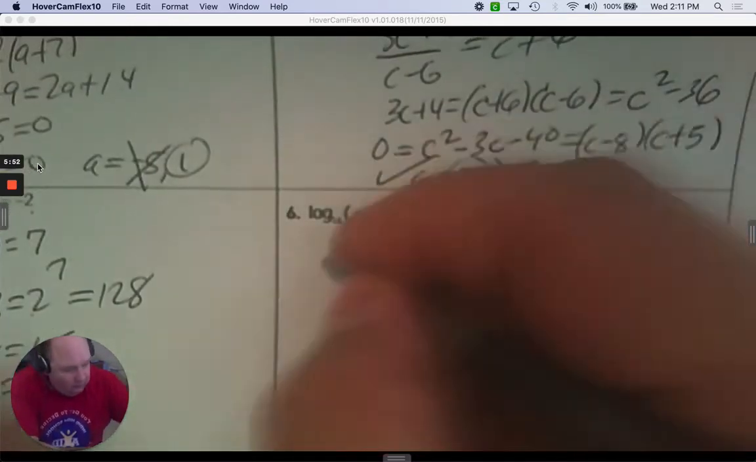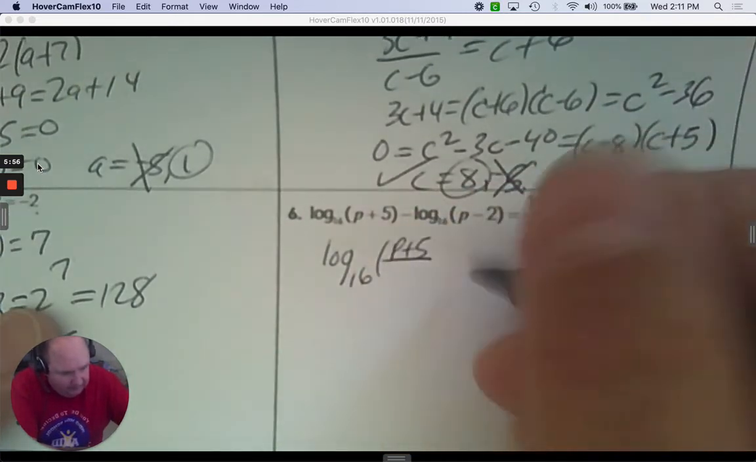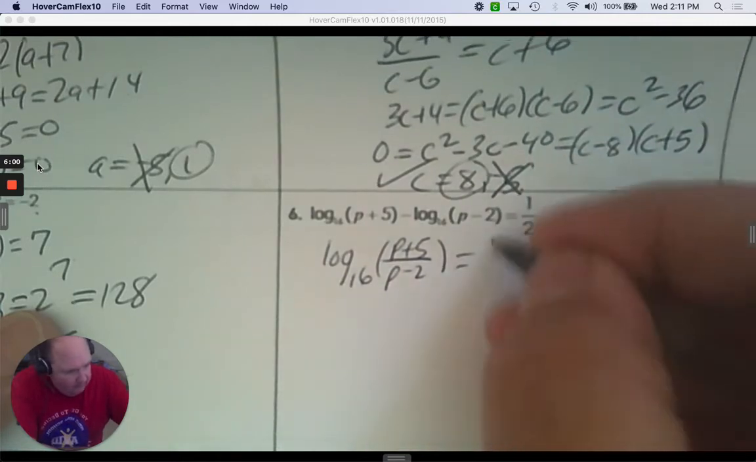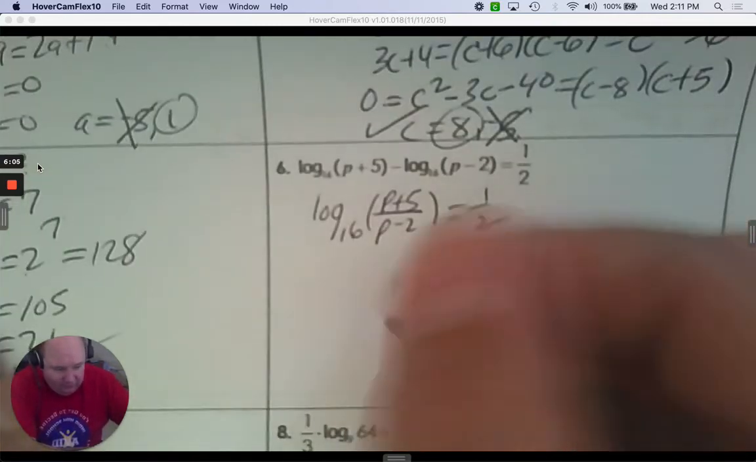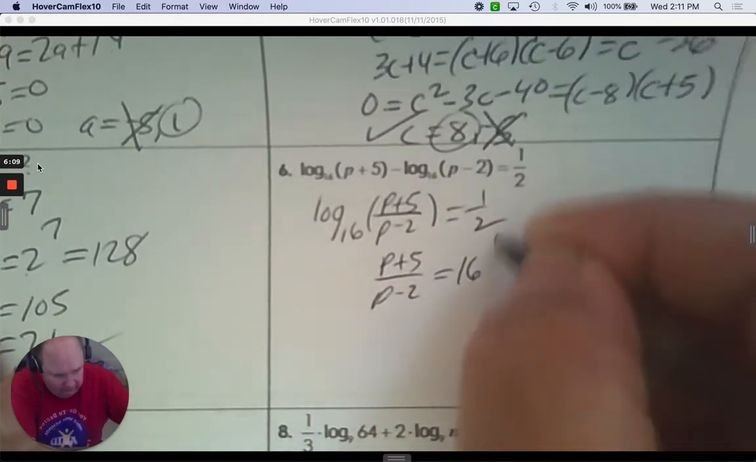Number 6. All right, write this as one logarithm by dividing. So the property is if you're subtracting and the bases are the same, you divide. There it is. Now it's just equal to a number on the other side. So we're going to write this exponentially. So inside the logarithm, equal to the base to the exponent 1/2.